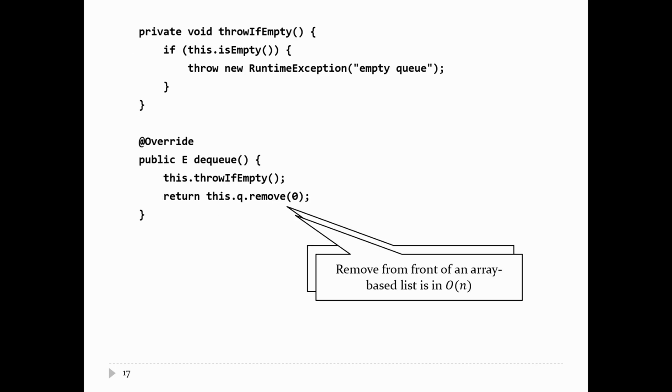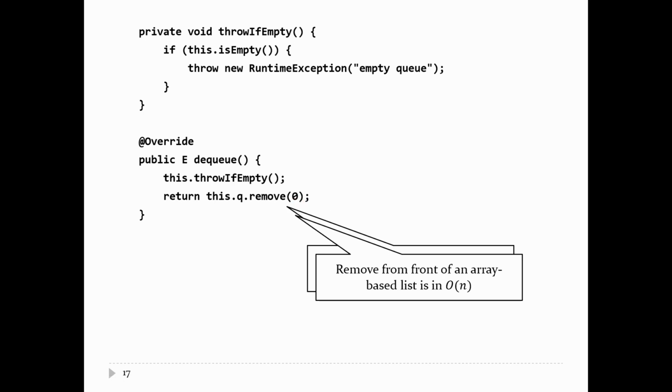Now what about DQ? We have throwIfEmpty. You can't DQ the queue if it's empty, so I'm going to call throwIfEmpty, which throws an exception if the queue is empty. Now, if you try to implement the queue using the pictures I showed you, you're going to remove the first element of the queue, so that's going to be removing element 0 of the list.